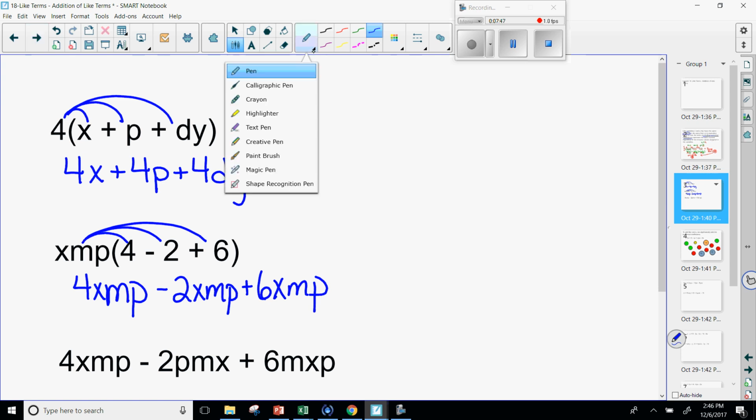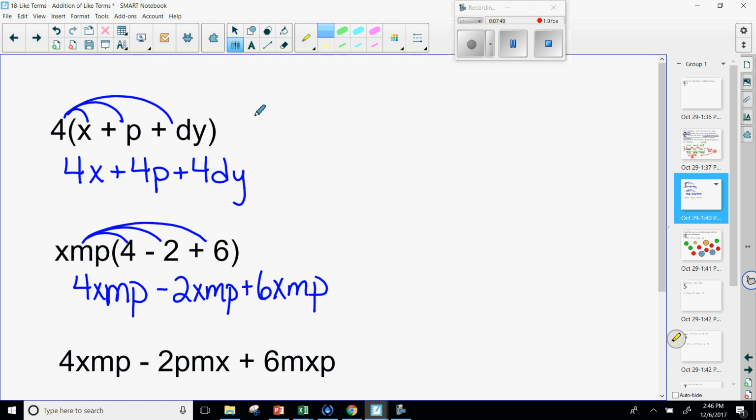If I look at this first term, I have an x to the first, m to the first, p to the first. Do I have the same thing here? Yes. And here? Yes. So if those are the same, I can just work with the addition and subtraction of the numerical coefficients. What is 4 minus 2? 2. Plus 6? 8. So this is 8xmp.